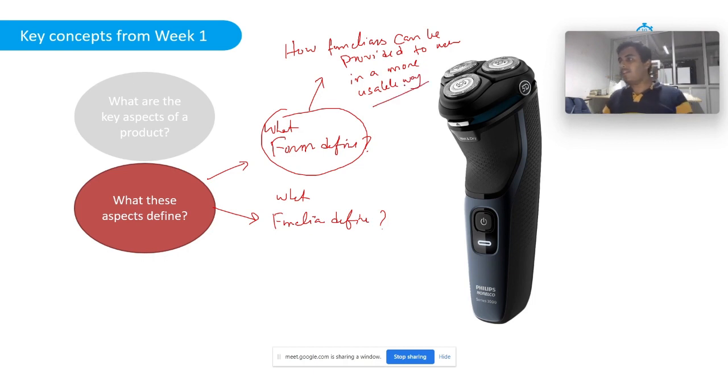Okay, so your definition, like how a product is supposed to work, or how a product is able to do that function, actually does not define the form aspect of it. So Madhusudan, I just want to clarify these concepts here. Do you understand the difference? What you define is how a product is able to do a particular function. And what I define here is how functions can be provided to the user in a more usable way. So here I'm not saying that the form can do the function.